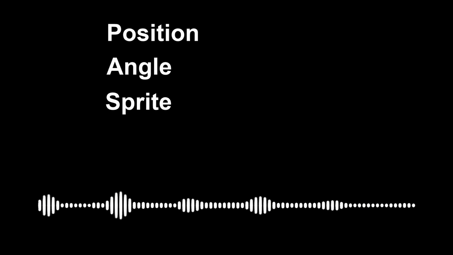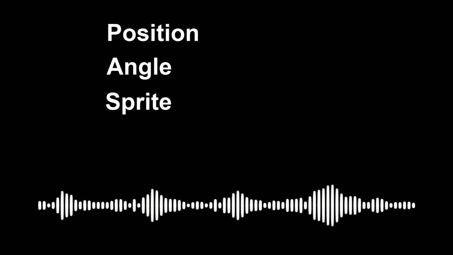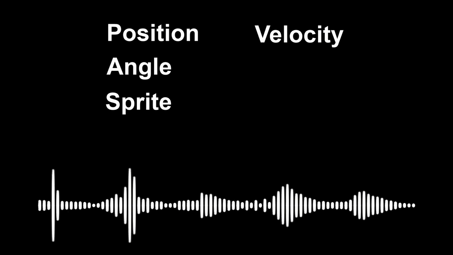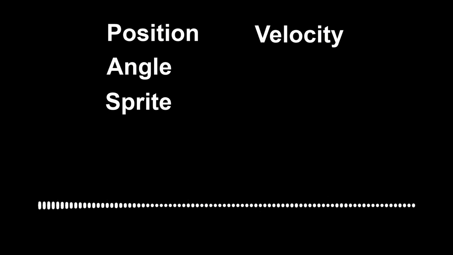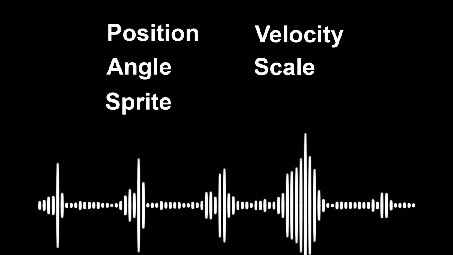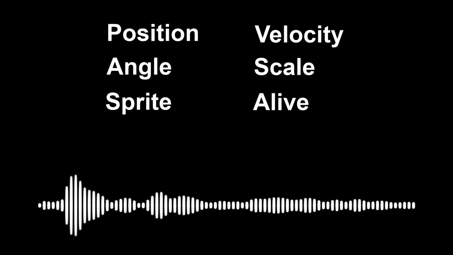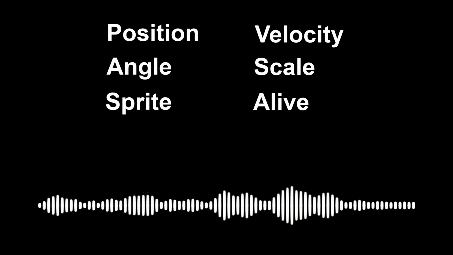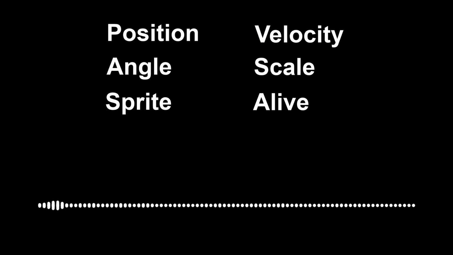So what parameters does a basic entity need? It needs position to track where it is in the world. It also needs an angle to note its facing direction, and a sprite it needs to display. It also has a velocity component to move it from one place to another, and also a scale and a boolean for whether it is alive or not. Combining all these creates an object which can interact with the world independently.